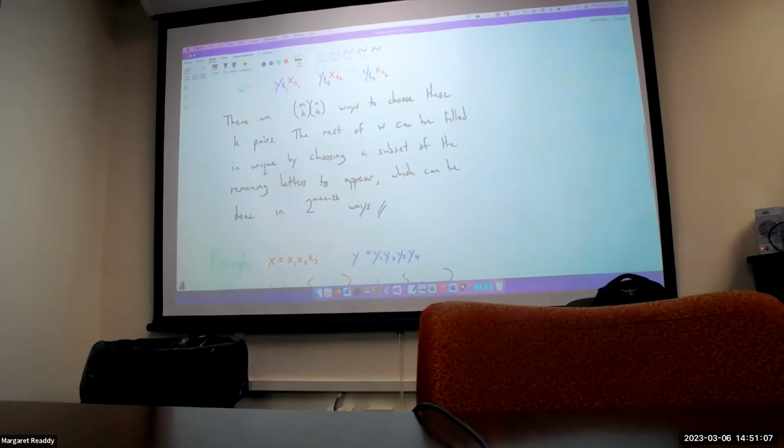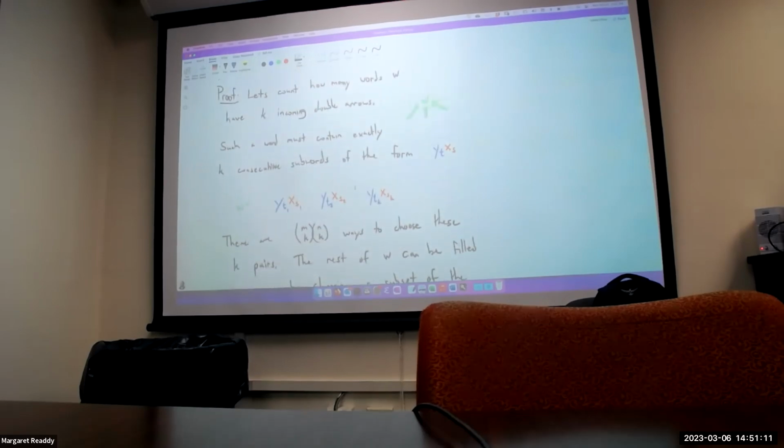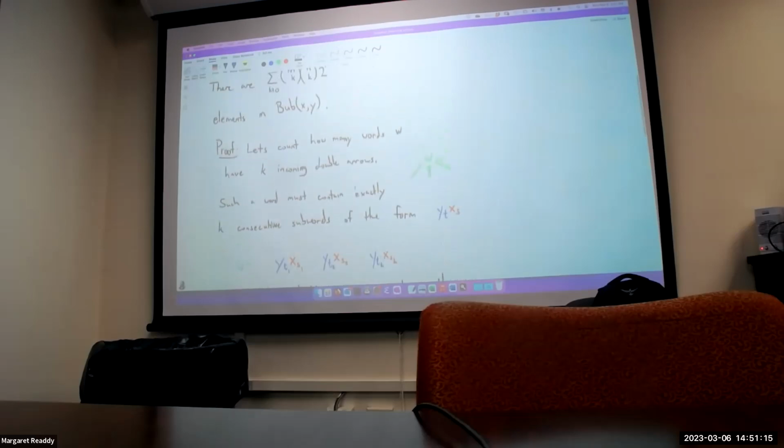So is this like Curtis's proof? This is Curtis's proof. Okay. He didn't have the double arrows because he didn't need them. Okay. Yeah. But basically, that was his proof.